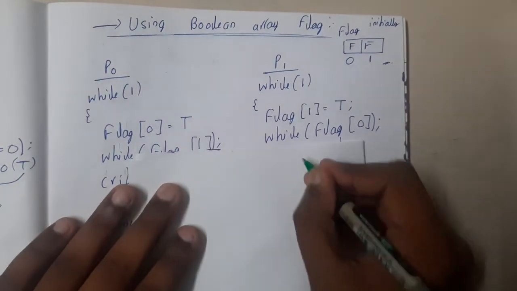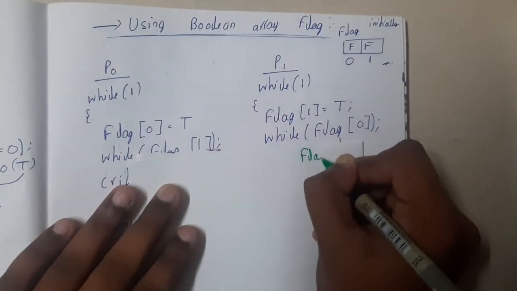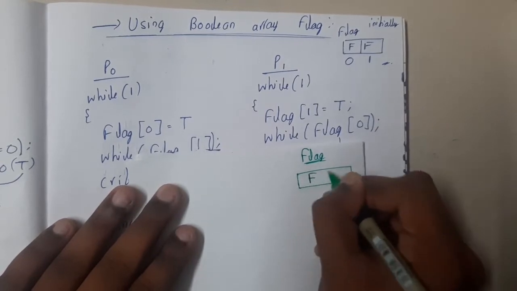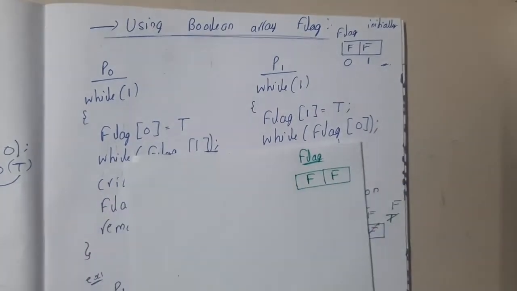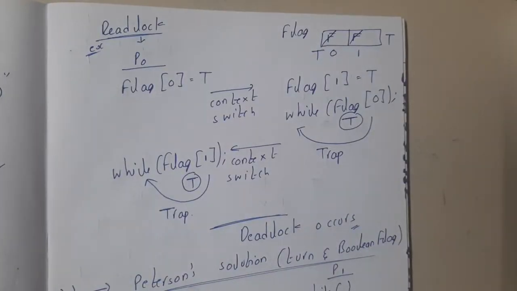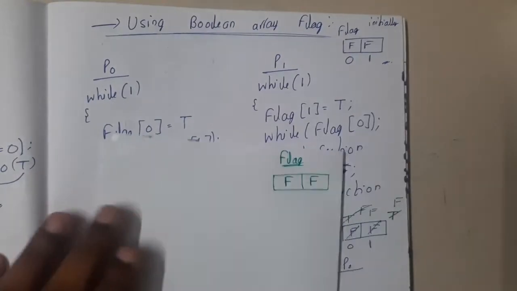So this is the flag. The initial values are fixed here, guys. The initial values of the flag, both of them, will be false. So let us start.